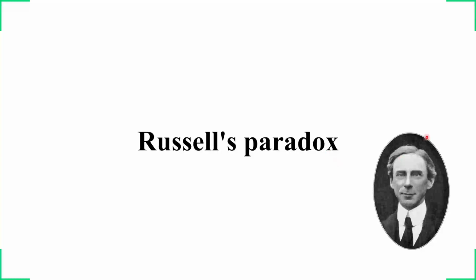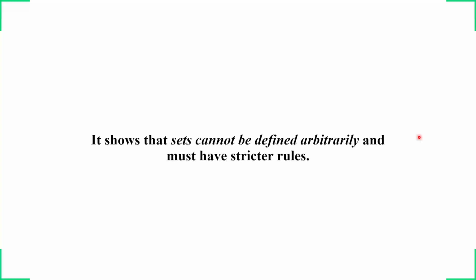It's introduced by Russell, obviously, and it shows that sets cannot be defined arbitrarily and must have strict rules to understand these kinds of sets. So this directly made mathematicians review all the set theories and systems to have stricter rules to understand that theory. For example, Zermelo-Fraenkel set theory, which will be introduced by my teammates later.